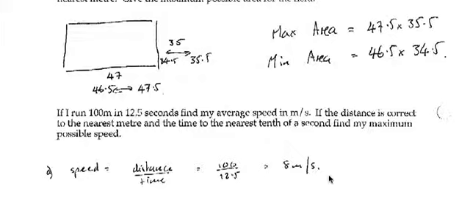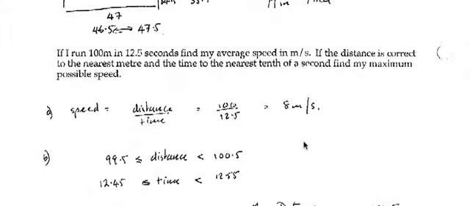What's the fastest you could have been, bearing in mind there was some uncertainty about the distance that you actually ran, because it was only rounded to the nearest meter, and there was some uncertainty about the time, because it was only rounded to the nearest tenth of a second. So actually I know that the distance is somewhere between 99.5 and 100.5, and the time was somewhere between 12.45 and 12.55.